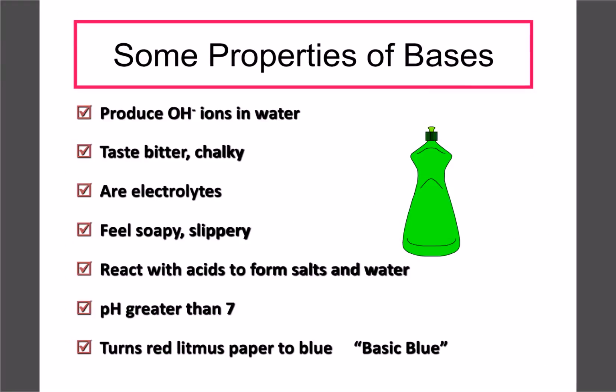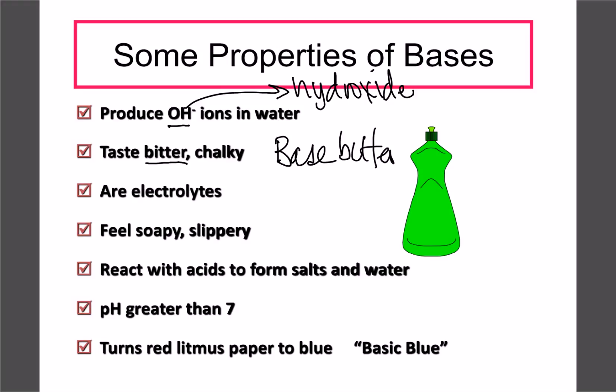Bases, on the other hand. We have a dishwashing liquid here that is a base. Bases produce OH- ions in solution. If you recall from grade 12 organic, it's called the hydroxide. So I call these OH- ions. Bases taste bitter. I say B for base and B for bitter, so that's one way of remembering. They are also electrolytes, just like our acids. They feel soapy or slippery, so remember, we can use dishwashing liquid as a good reminder. They also react with acids to form salt and water.